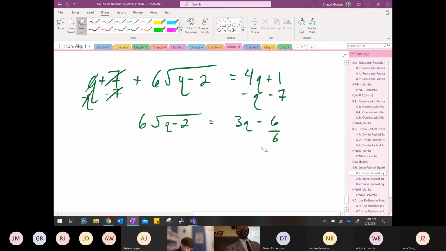You can if you want to, but I don't recommend it here because both those terms on the right-hand side aren't fully divisible by 6. So instead, let's go ahead and square both sides. Let's do this. Square the left, square the right.